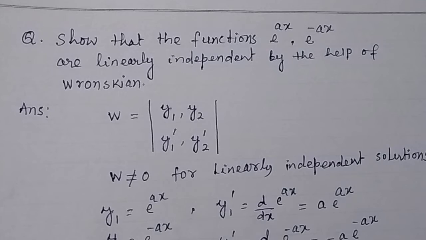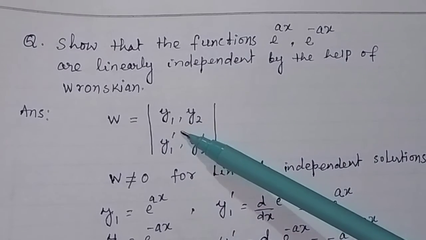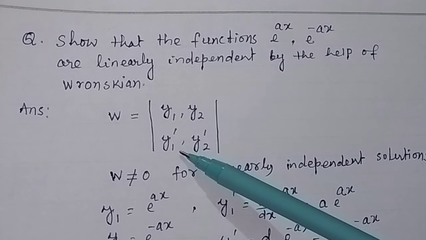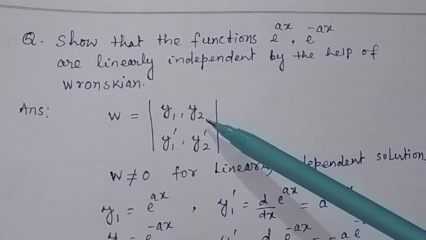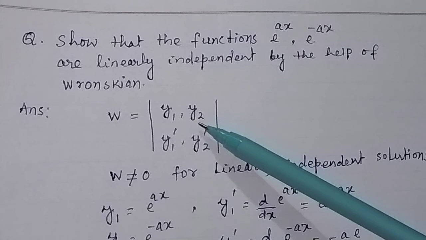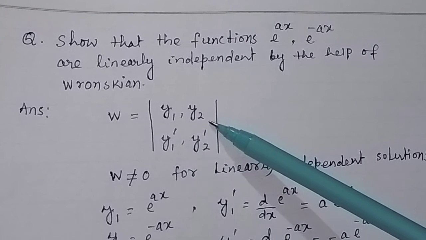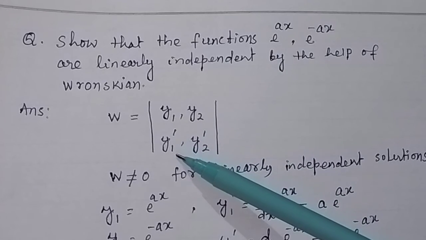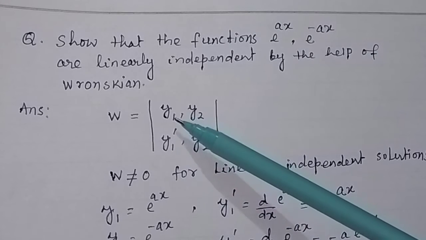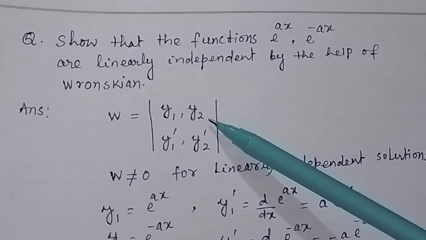We know the Wronskian is the determinant of y1, y2 and y1 dash, y2 dash. That means y1 dash is the first derivative of the solution y1, and y2 dash is the first derivative of the solution y2. Here y1 and y2 are the functions or the solutions of the differential equation, and these are their first derivatives.